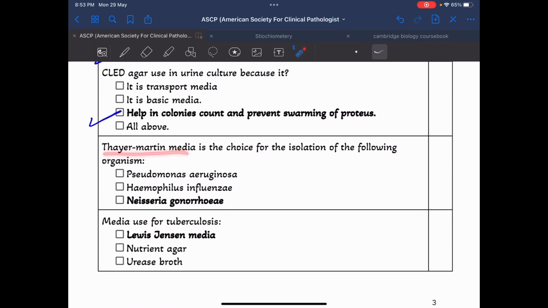Thayer-Martin media is the choice for the isolation of the following organism: Pseudomonas aeruginosa, Haemophilus influenzae, Neisseria gonorrhoeae. The correct answer is Neisseria gonorrhoeae. Media used for tuberculosis: Lowenstein-Jensen media, nutrient agar, urea broth. The correct answer is Lowenstein-Jensen media.